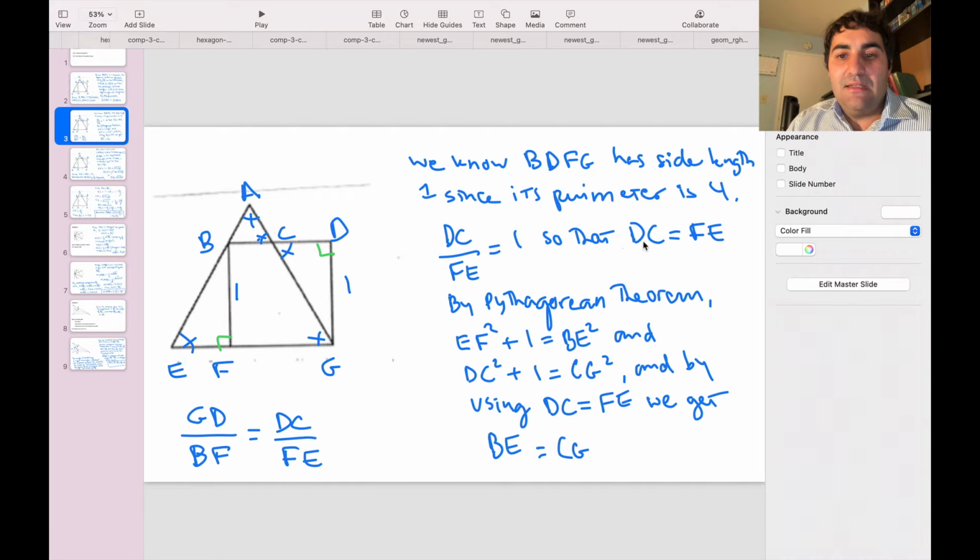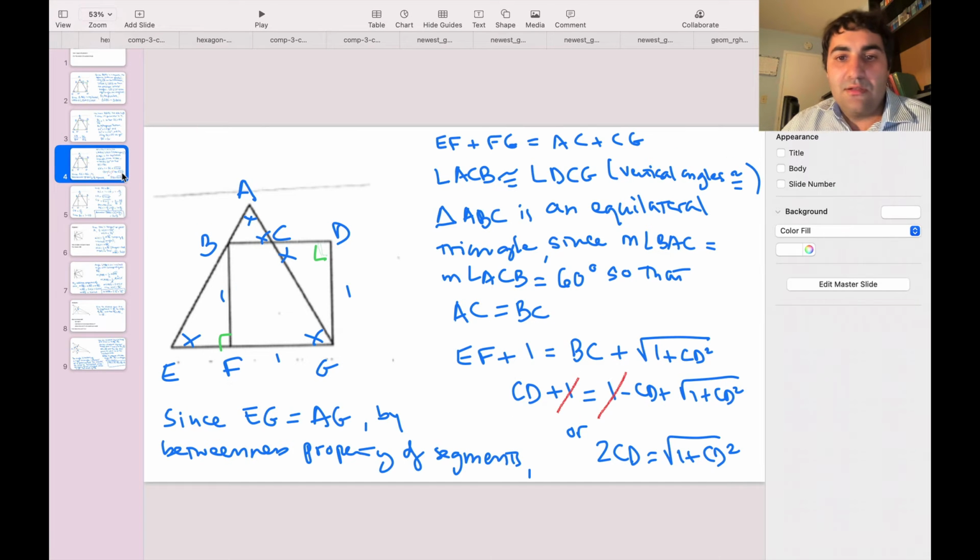So if we substitute DC equals FE into these equations and simplify, we end up with BE squared equals CG squared. And if you take the square root of both sides, we get BE equals CG. We're not going to use negative values because negative lengths don't make sense, so we can throw out the extraneous values. Since triangle AEG is equilateral, the length of side EG is equal to the length of side AG. So by the betweenness property of segments, length of EF plus length of FG equals length of AC plus length of CG.